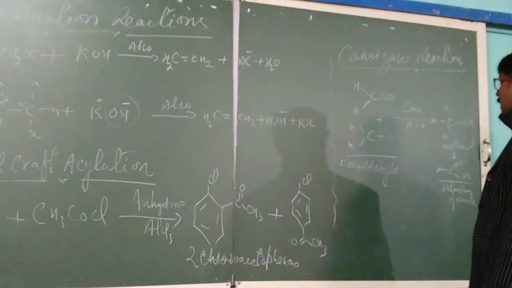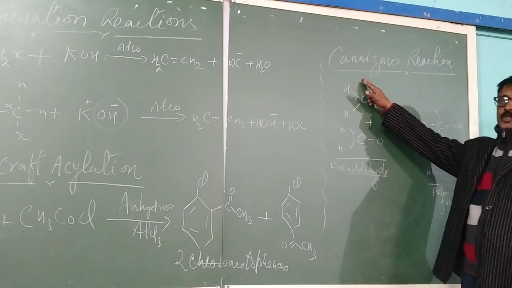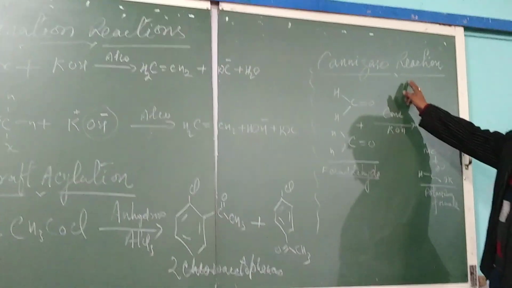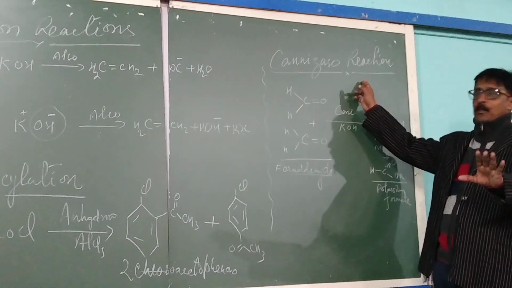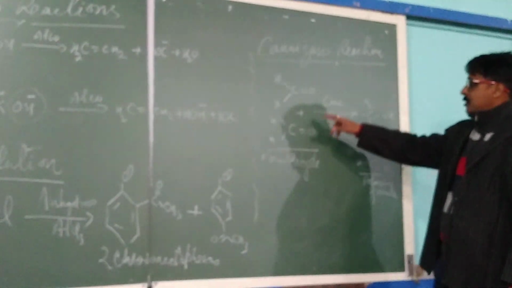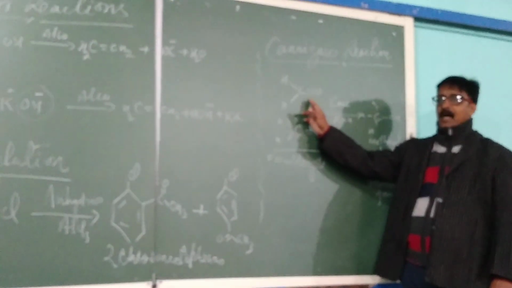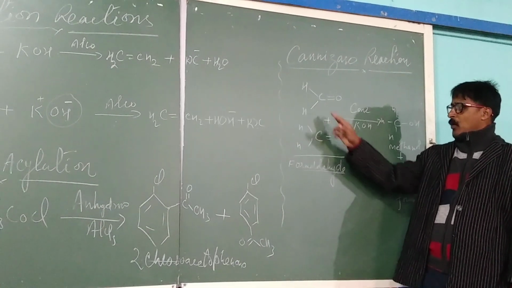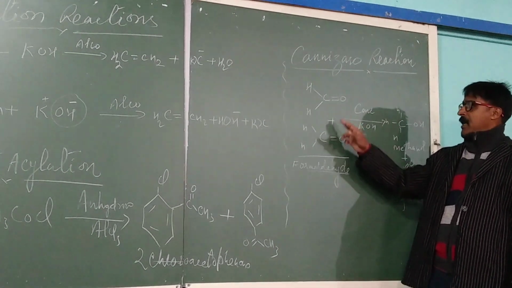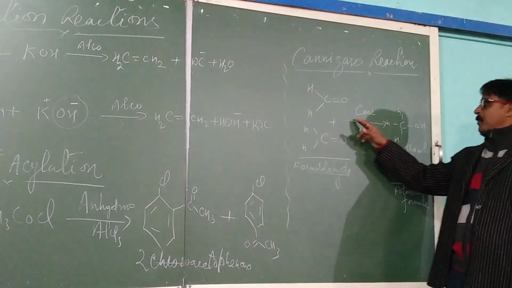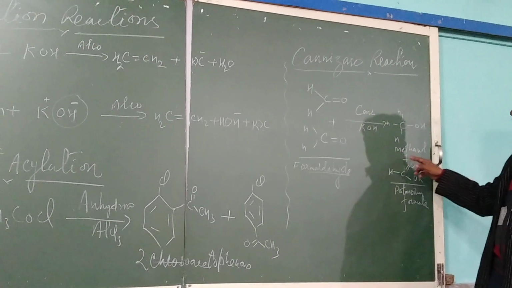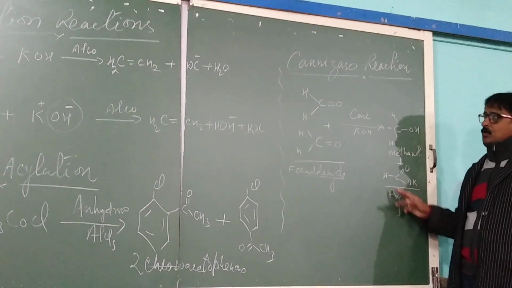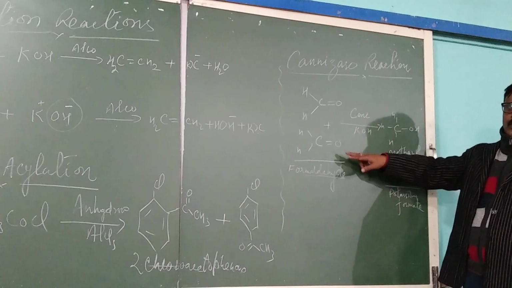Alright, so we have one more reaction here, a most important reaction for you. Generally it is asked as a name reaction, the Cannizzaro reaction. It is a well known reaction, everyone knows that, right? Aldehydes having no alpha hydrogen, two molecules of this undergo self oxidation and reduction in the presence of concentrated KOH. What is formed here? Methanol and potassium salt of the acid are the products. So this reaction is called the Cannizzaro reaction.